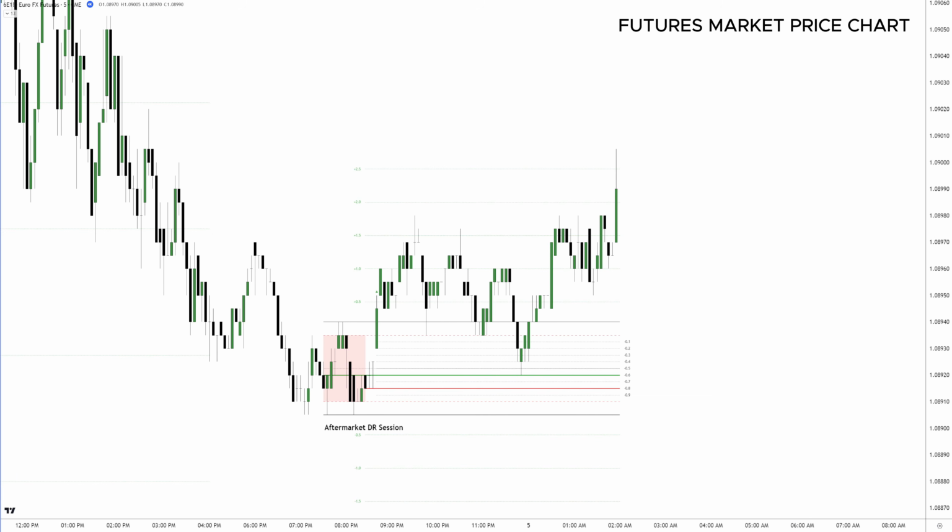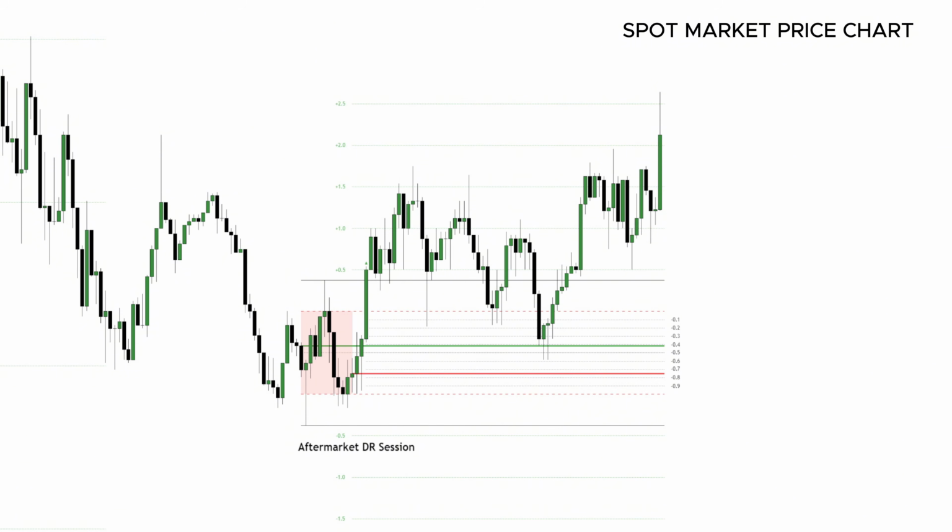Switching to the Euro FX futures chart reveals something fascinating. The aftermarket DR session rejected its opening price to the tick, a small but critical detail not visible on the spot market chart. This is why referring to the futures chart is non-negotiable.